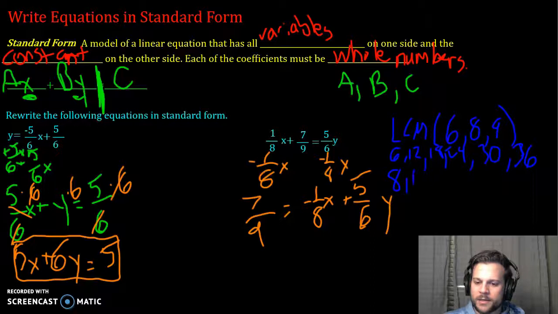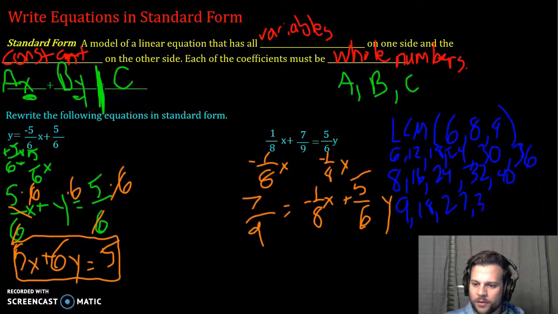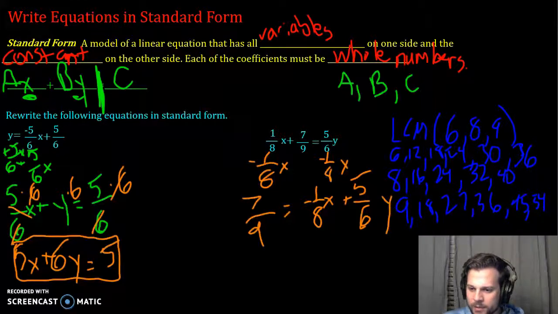For 8, we have 8, 16, 24. 8 times 4 is 32, 40. For 9 is 18, 27, 36. So 36 is in common with both of these, but not with 8. And we have 45, 54. So we're going to have to keep going with some of these. With 8, we have 48, 56. With 6, we're going to have 42.